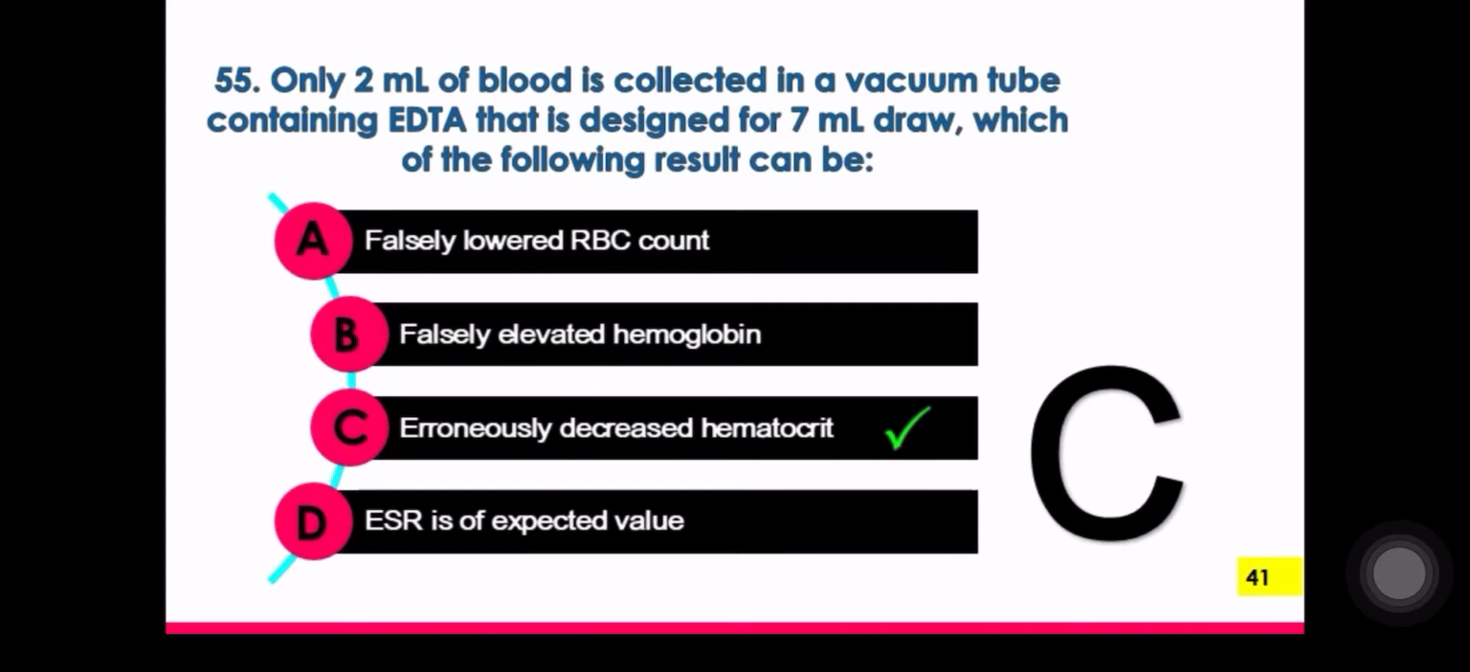Again, over anticoagulation causes shrinkage of red cells, ESR and microhematocrit are affected, but the number of RBCs as well as the hemoglobin po ay hindi affected. And note that the calculated hematocrit determined by electrical impedance instruments does not reflect this morphologic change. For C.